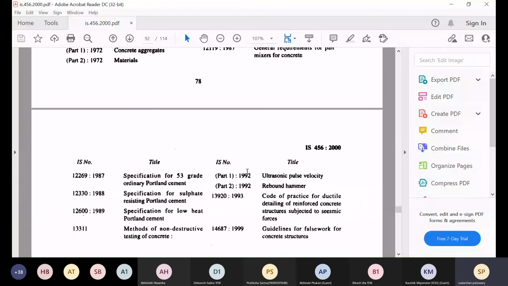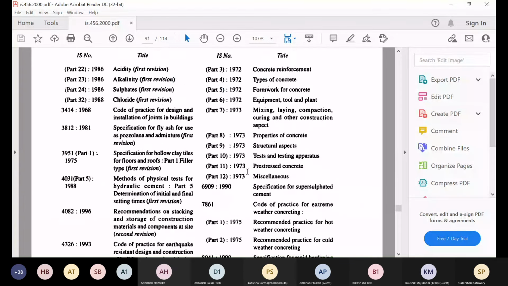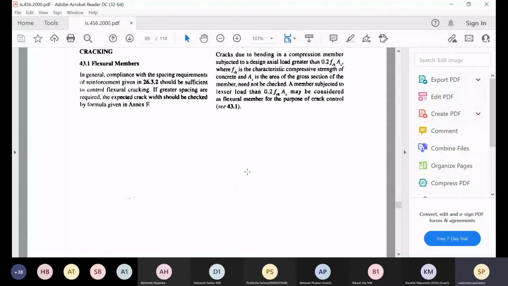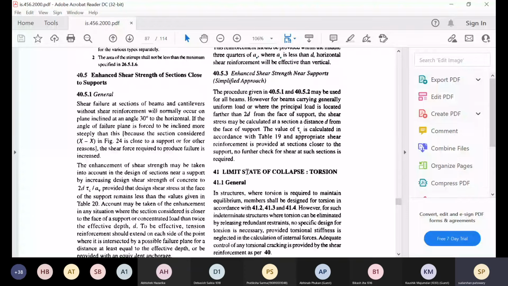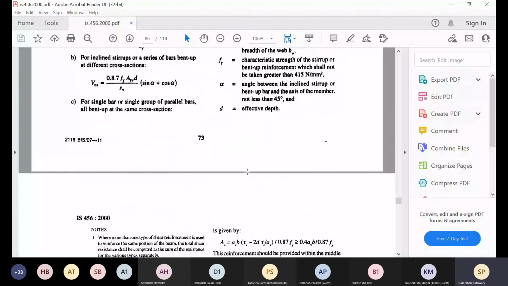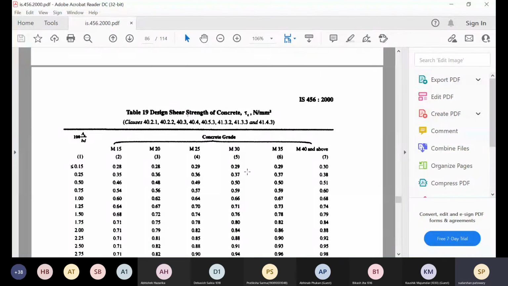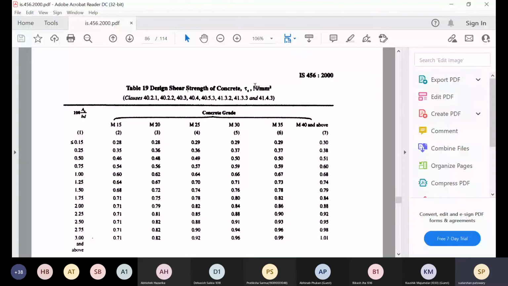From here, the design shear stress tau c. So if your tau v is greater than tau c, then we have to design the beam for shear failure also. This will depend upon how much longitudinal reinforcement you have provided. This value, with respect to your grade of concrete, depends upon the percentage of longitudinal reinforcement you have provided, that is 100 Ast by bd.